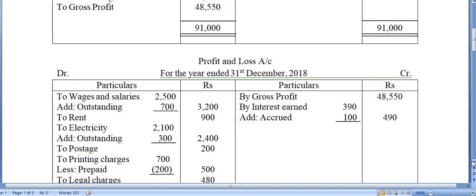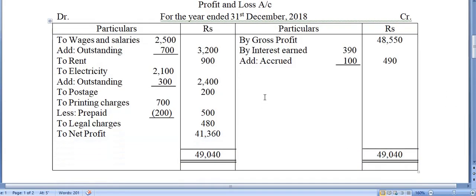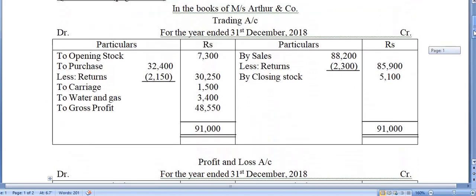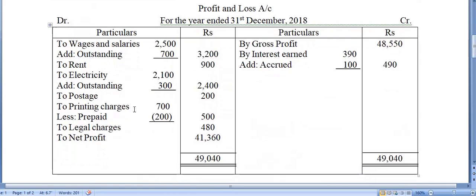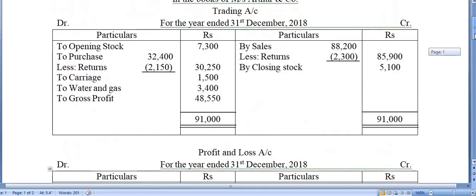And you have to include rent, electricity, postage, printing charges, legal charges. All these are your indirect expenses. And interest earned is your indirect income. So we already know that in the trading account we record the direct expenses and direct income, whereas in the PL account we record the indirect expenses and the indirect income. You already know this particular section, right? Now I have to discuss this adjustment first. Now closing stock we have already included in the trading account, right?